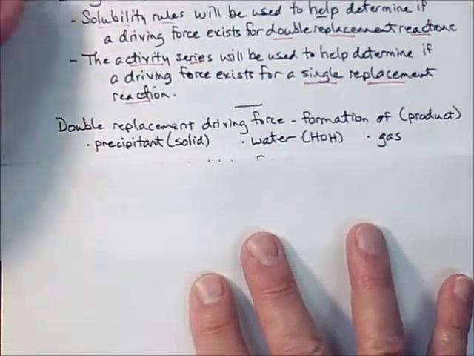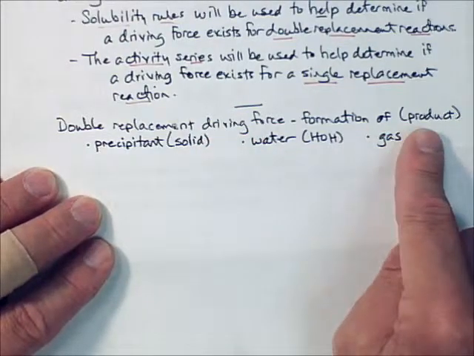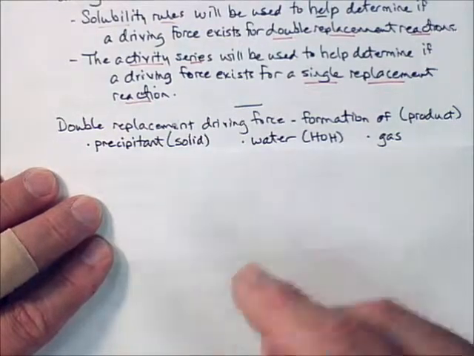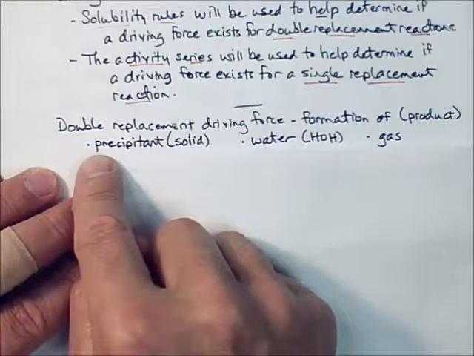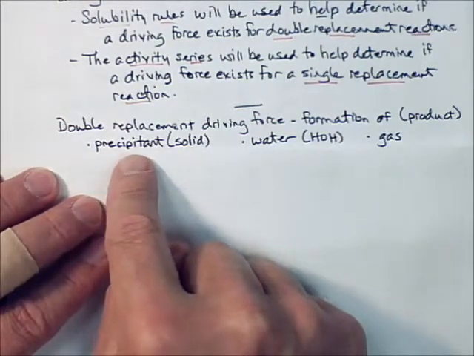All right. In a double replacement reaction, there are 3 kinds of driving forces. The formation of, that means we're making something, it's on the product side, the right-hand side of the arrow in that equation. If there's a formation of a solid in a liquid environment, we're forming what's called a precipitate. Okay?